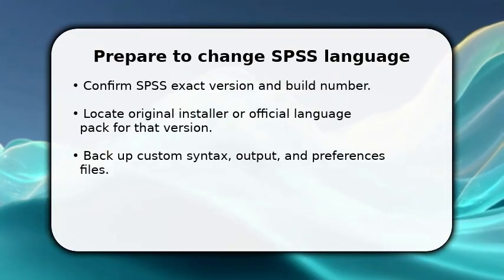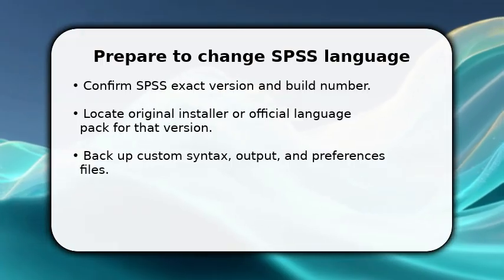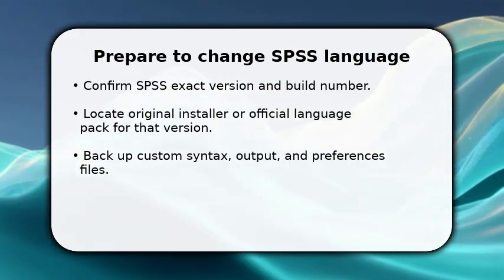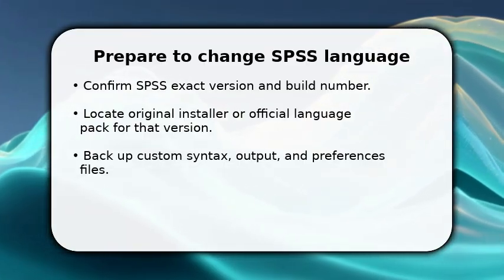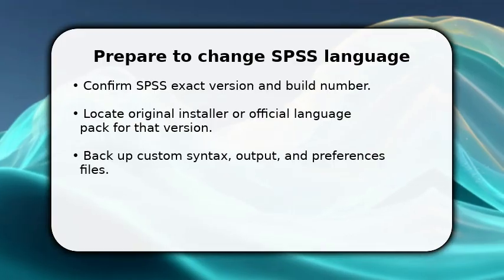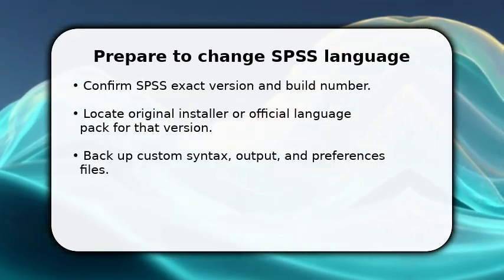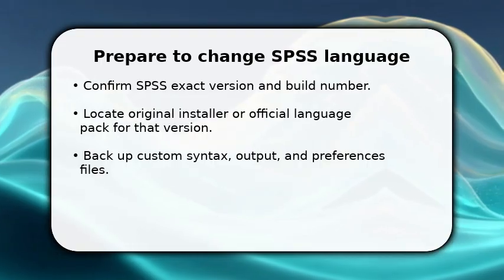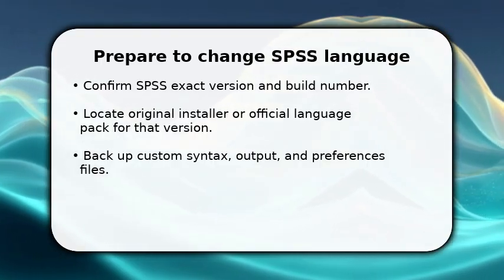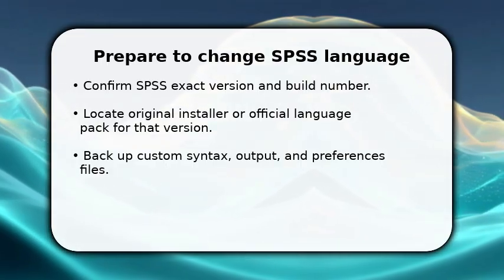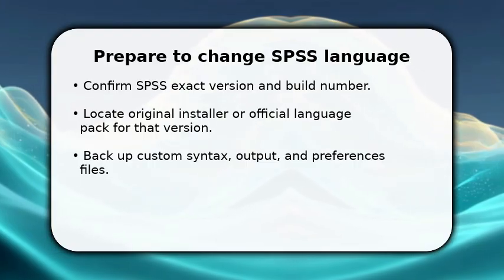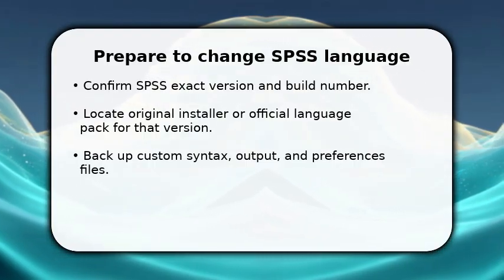You start by preparing, because SPSS sets its UI language at installation. There is no in-app toggle. Close SPSS and note the version and build so you get a matching installer or language pack. Once done, back up your workspaces, custom dictionaries, and preferences to avoid loss during reinstall. Make sure you have admin rights and the license key available. Without a matching installer and license, the language change cannot be completed successfully.